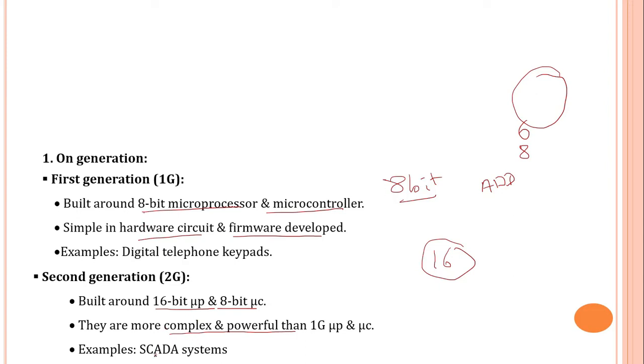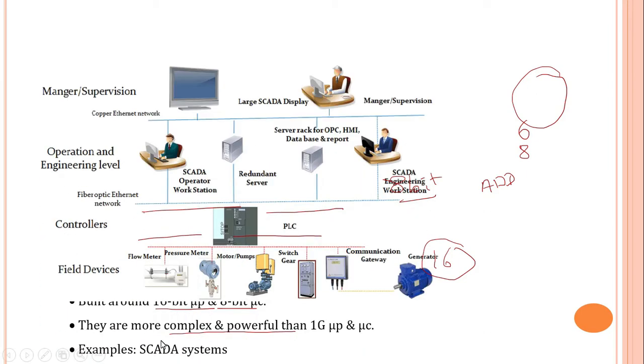The example is SCADA system. So this is the SCADA system diagram. So here we can see how the data will be controlled from the main server part to the individual devices.